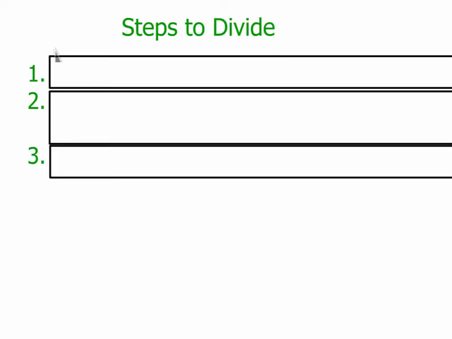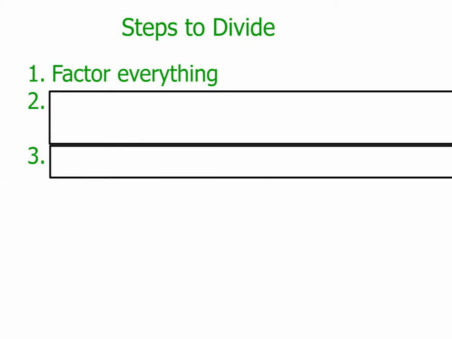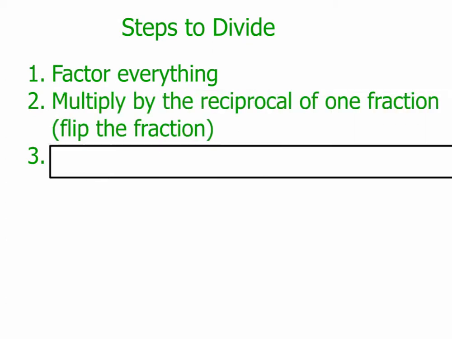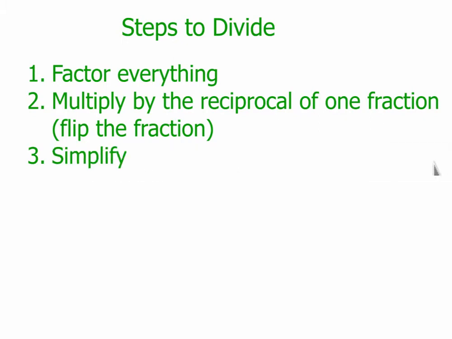Now to divide. Dividing is very similar to multiplying. Once again, you start by factoring everything. Then you need to multiply by the reciprocal of one fraction, and all that means is you flip that fraction. And then you simplify again. So it's very similar to multiplying, you just have to flip one of your fractions.